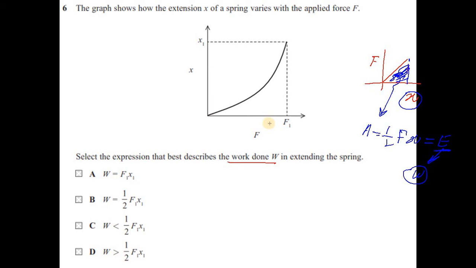In the given question, extension is given on the y-axis. So that means if we need to find the work done, we need to see this area. Clearly, this area will be greater than half of Fx, because half of Fx is the area under the straight line above the extension axis. So your correct option is D.